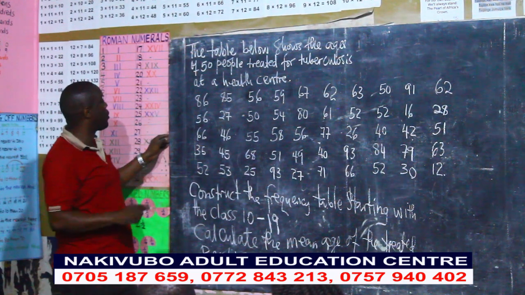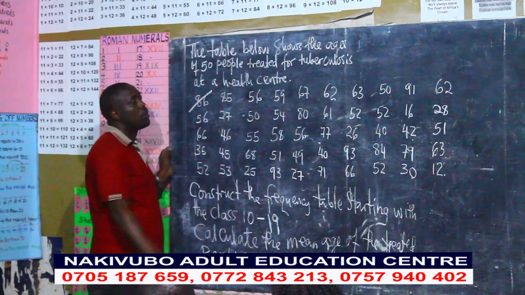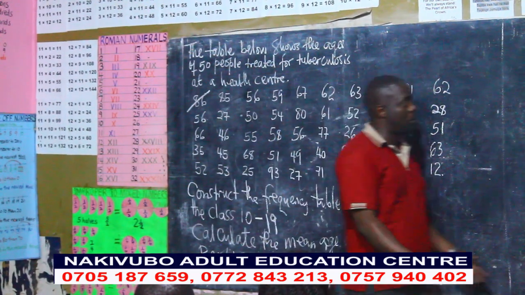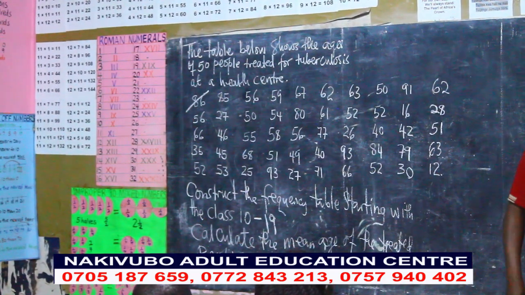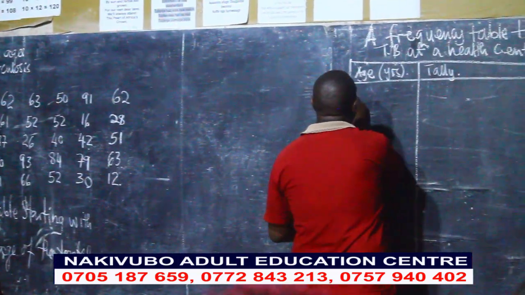So which mark are we going to use? I cross out. When I cross it out, I go there and look for a group where it falls. We have not put the groups first. Let us first get our groups before we begin tallying.